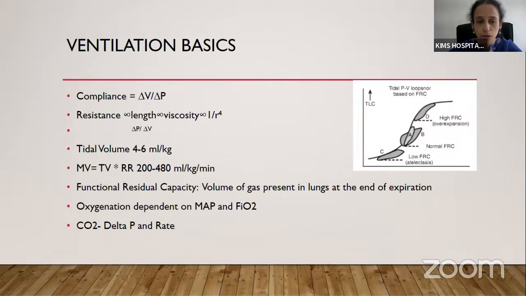Let's see a few small definitions. So first, what is compliance? Compliance is the distensibility of the lung, which is defined as delta V by delta P, which is the pressure required to bring about a change in the volume of the lung. So if you see a baby with RDS, the baby will require more pressure to bring about a change in the volume. That means the baby has a low compliance.